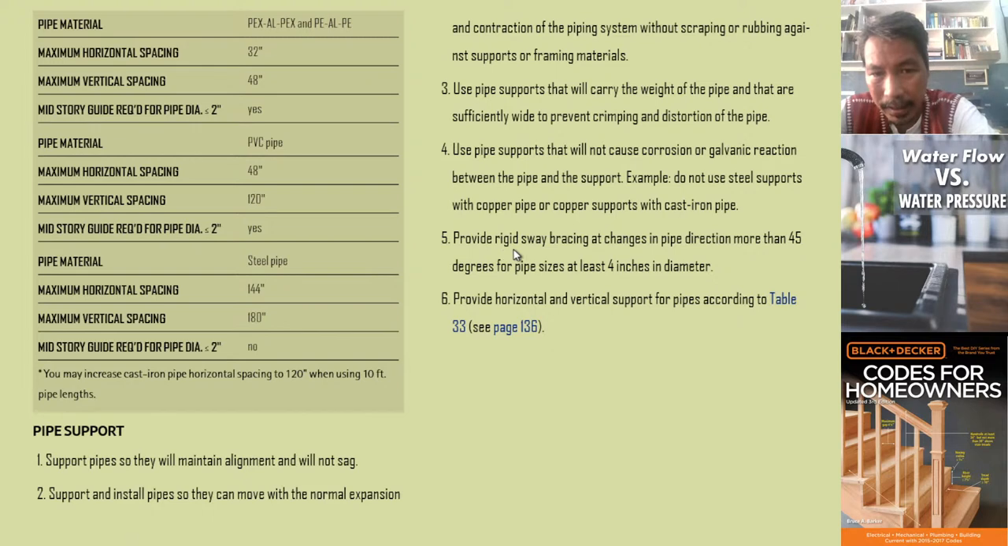Number five, provide rigid sway bracing at changes in pipe direction more than 45 degrees for pipe sizes at least 4 inches in diameter. Sway bracing prevents lateral loads. Provide horizontal and vertical support for pipes according to table. So let us look at horizontal and vertical support.